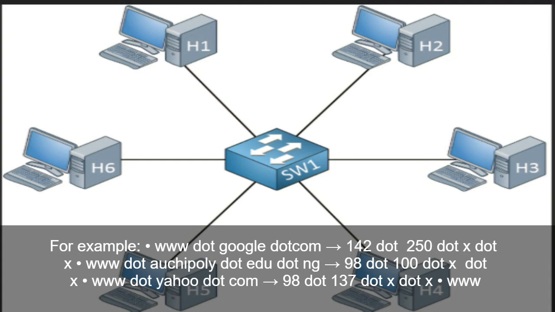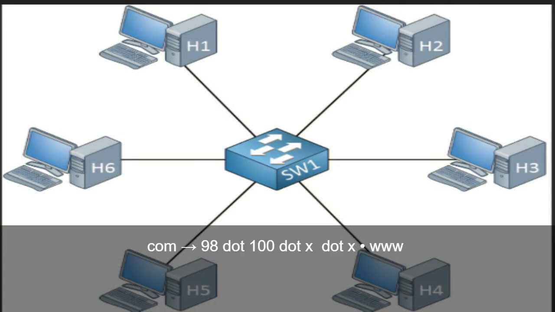www.yahoo.com, 98.137.x.x. www.jimia.com, 98.100.x.x. www.atcdigital.com, 98.100.x.x. www.Facebook.com, 157.240.x.x. www.Netflix.com, 52.89.x.x. IPs can vary over time.